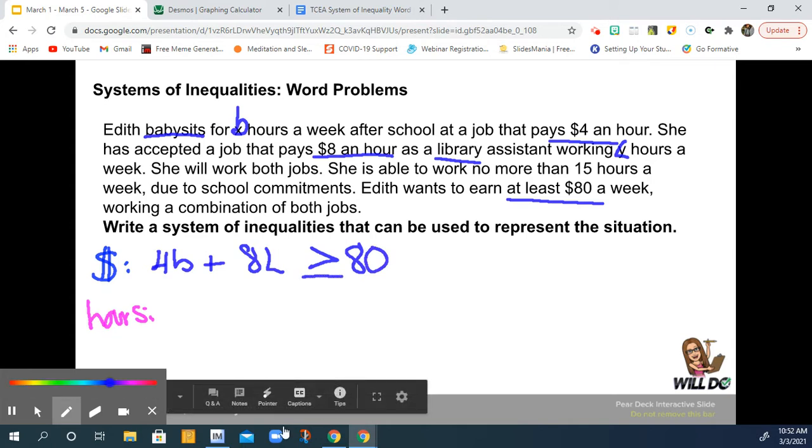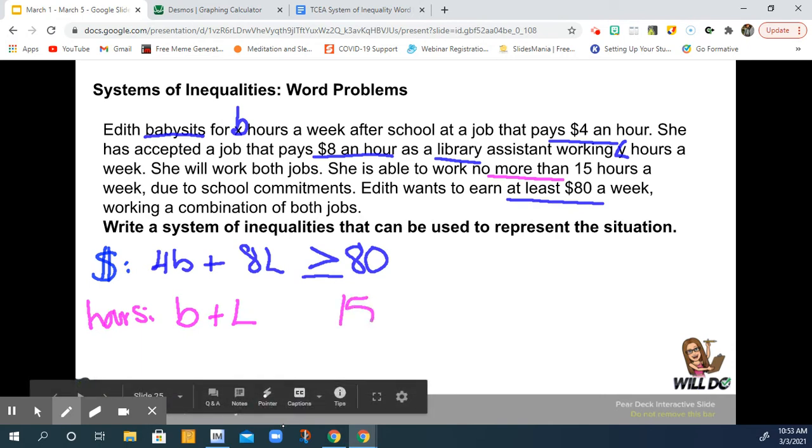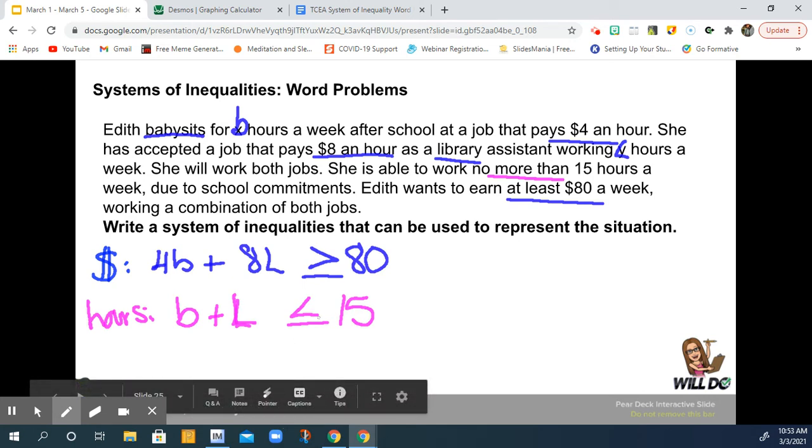Okay, so now we're going to dive into the hours. So we know that she's babysitting. We know that she's working as a librarian, but she cannot work any more than, so no more than 15 hours. Now we need to figure out which inequality sign we are going to use in this case. We're going to use the less than or equal to because we want the combination over here to be less than, because she cannot go any higher than 15 hours. So here's your particular set of inequalities, and you really need to pay attention to the vocabulary words, more than or at least, to figure out which inequality sign to use.